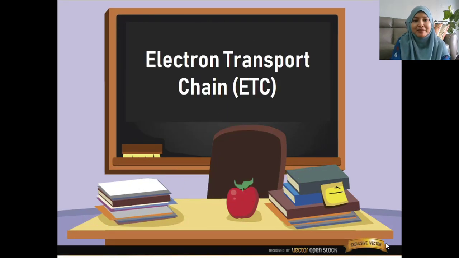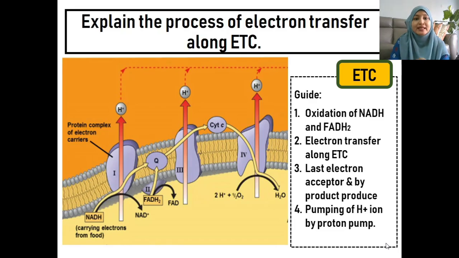Alright, so let's do some revision together. About the electron transport chain, there are 4 main guides that you have to follow, and how about we try to use the simplest sentences, about 6 to 10 simple sentences only, to explain the process. Okay, let us start with the first one.